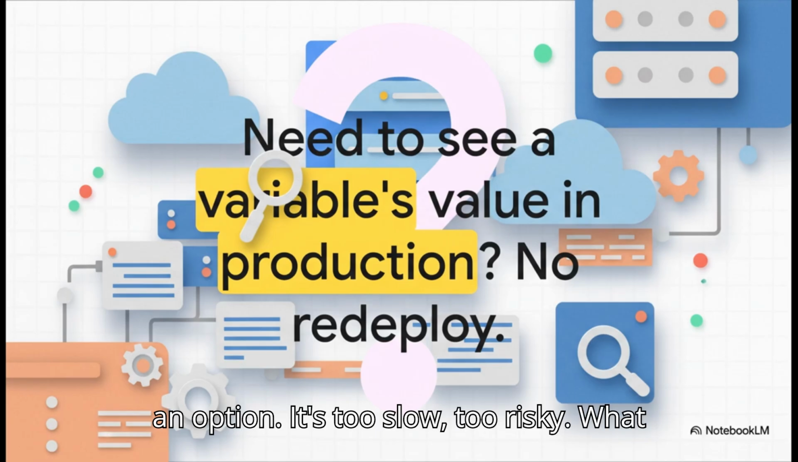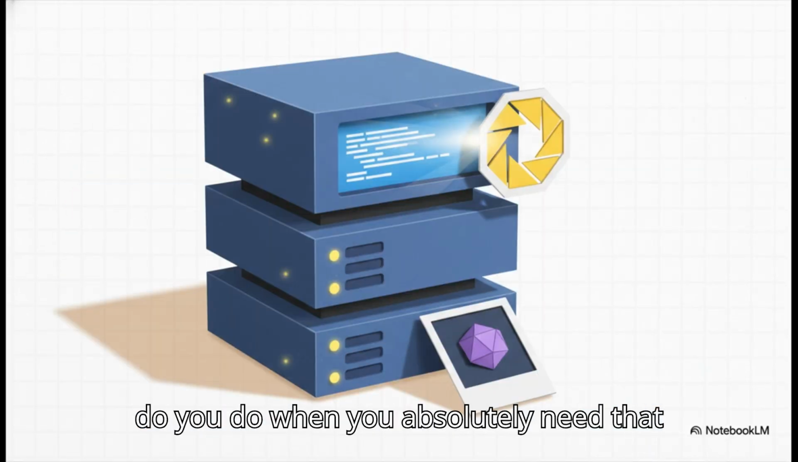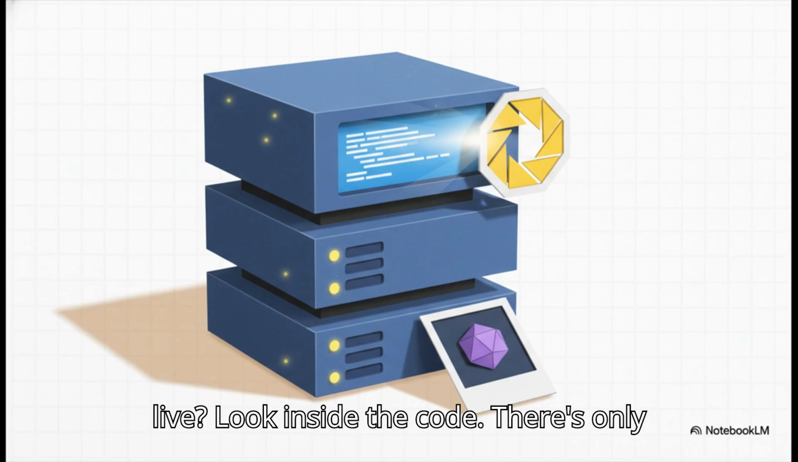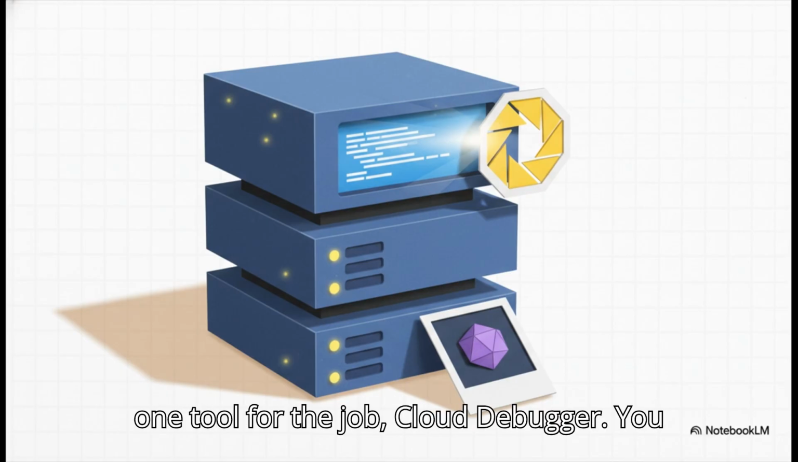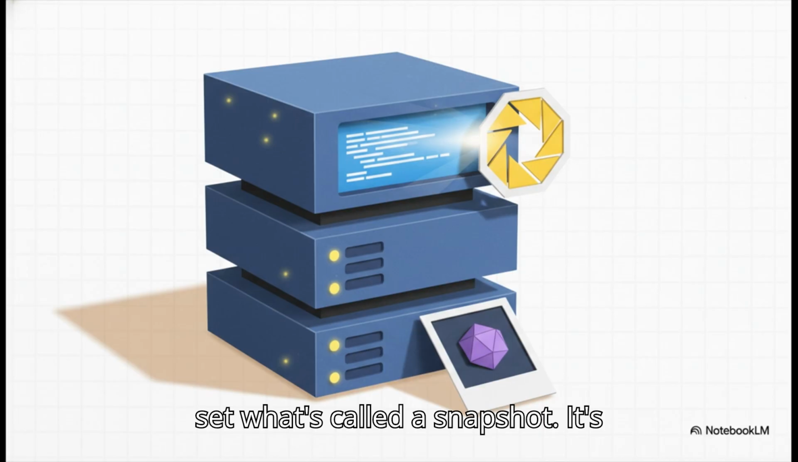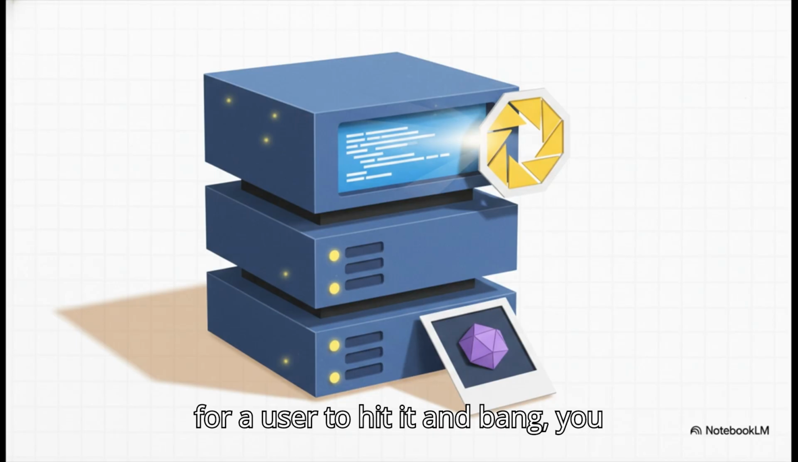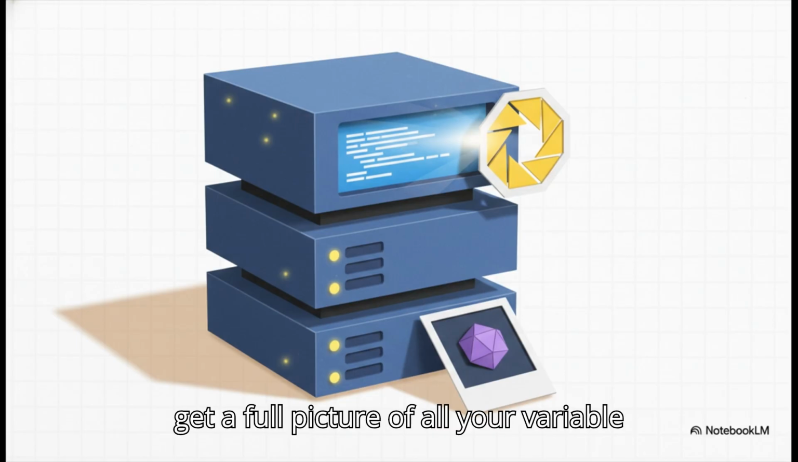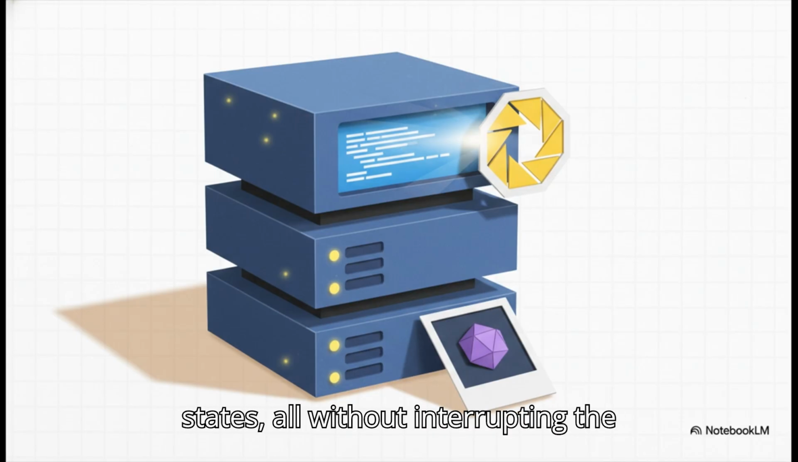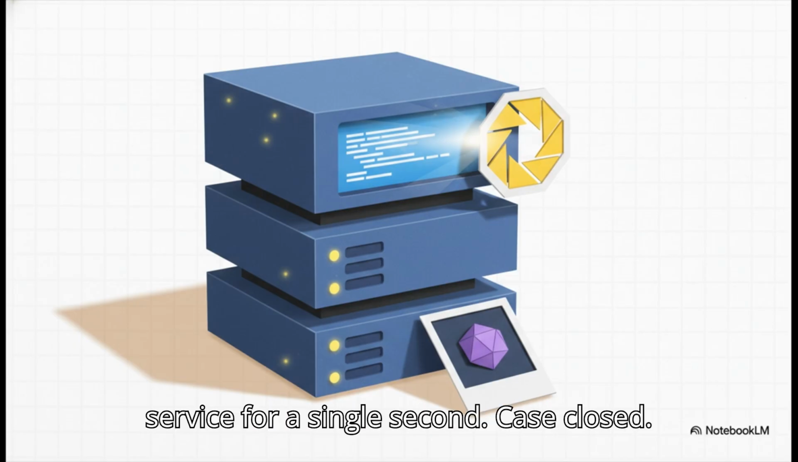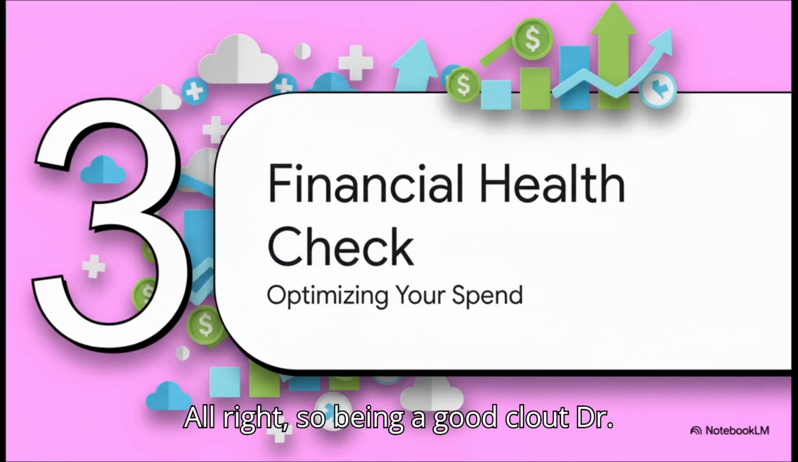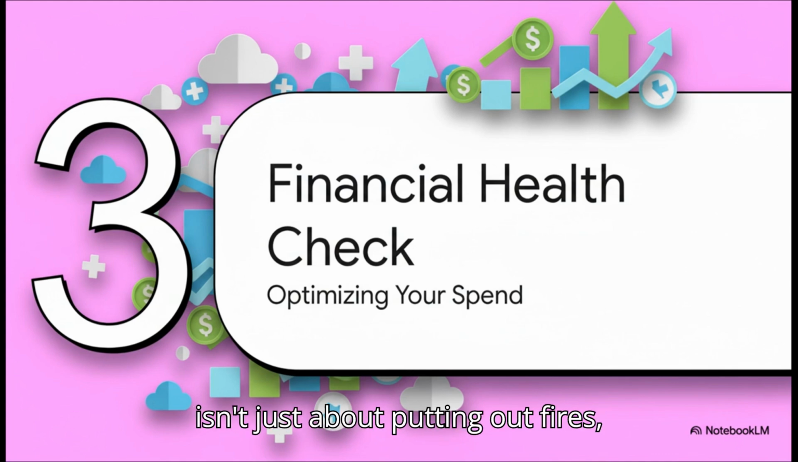What do? When you absolutely need that live look inside the code, there's only one tool for the job, Cloud Debugger. You set what's called a snapshot. It's non-breaking. On that line of code, wait for a user to hit it, and bang, you get a full picture of all your variable states, all without interrupting the service for a single second. Case closed.